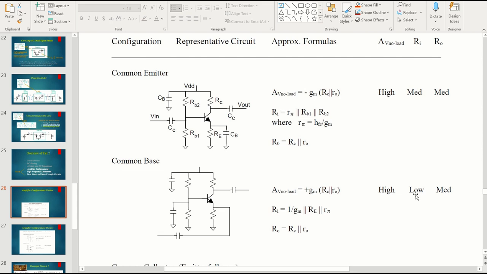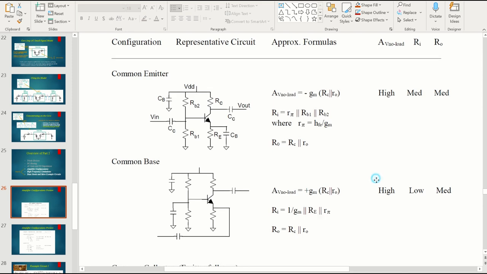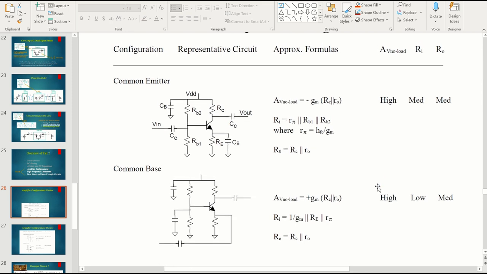Why am I saying all of this? Well, because when you cascade amplifiers, you end up with loading, and that takes away some of the gain that you try to build by stringing amplifiers together in a cascade. Using these different configurations, you can mitigate those problems.